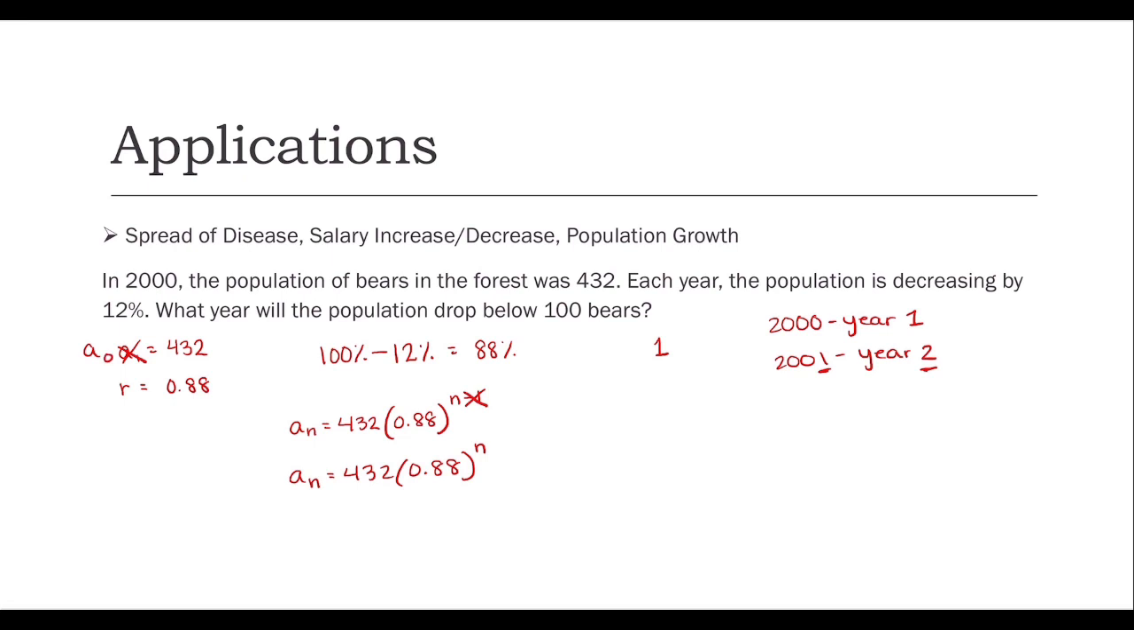So for example, if we wanted to know what the population would be in 2005, that would now be year 5. So we'd say a sub 5 equals 432 times 0.88 to the 5th. So that would be 227.98. So your population in 2005 would be that much.